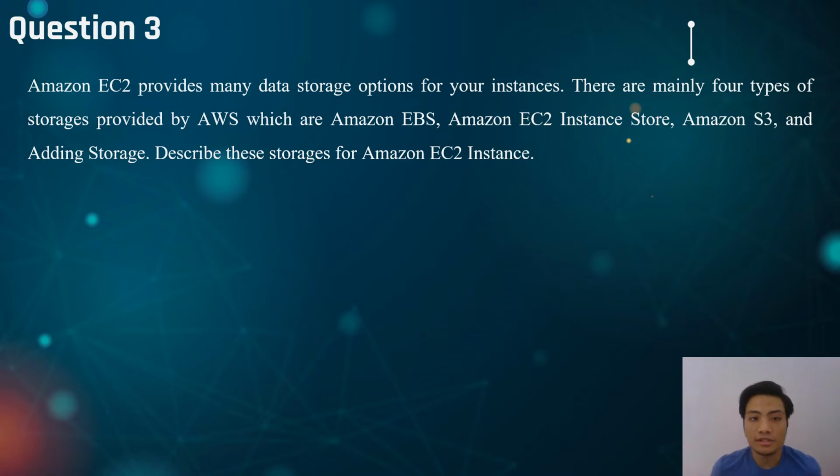Next, question 3. Amazon EC2 provides many data storage options for your instance. There are mainly four types of storage provided by AWS, which are Amazon EBS, Amazon EC2 Instance Store, Amazon S3, and adding storage. Describe the storage for an Amazon EC2 instance.